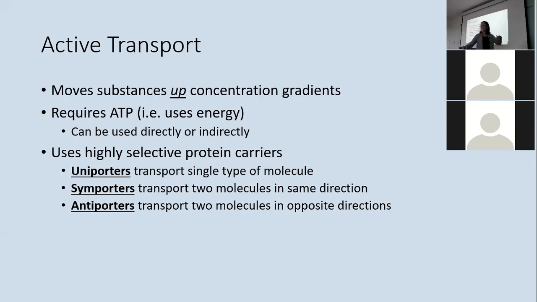And then lastly, we can have an antiporter. Antiporters also can move two different kinds of molecules, but only in opposite directions. So a symporter might move two different things, but always, say, from inside to outside the cell, or from outside the cell to inside the cell. An antiporter is going to move one thing out of the cell while it moves another thing into the cell. It's kind of like trading places with these molecules, moving one in and one out at the same time. All right, so we'll look at a couple examples.